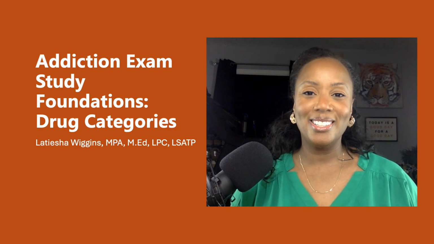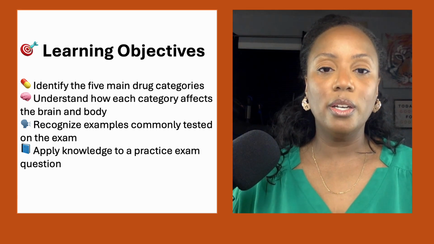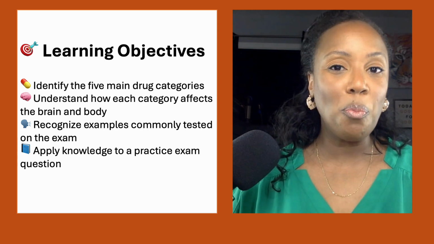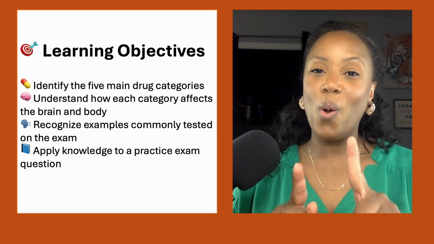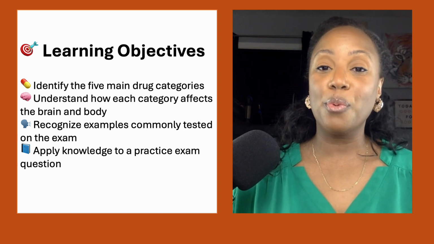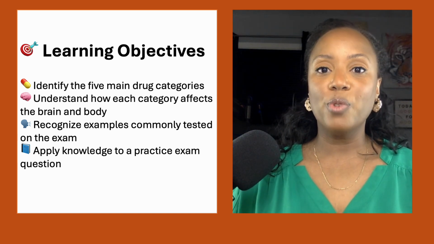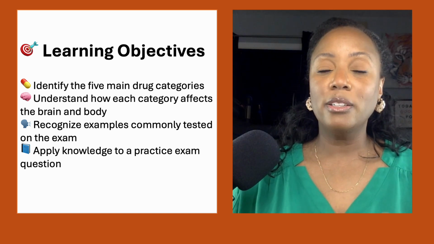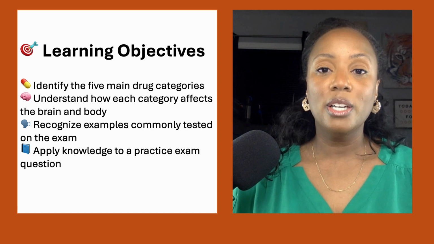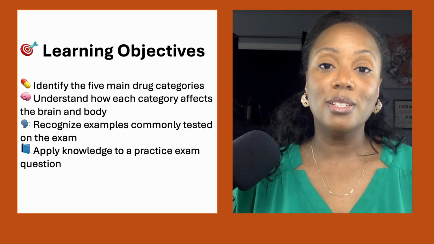Let's get started. After watching this entire video, you'll be able to identify the 5 main drug categories and 2 bonus categories if you watch this video all the way to the end. You'll also be able to look at how each category affects the brain and body. You'll also be able to recognize these concepts and how they show up on your addiction exams. And lastly, you'll use this knowledge to answer practice exam questions.